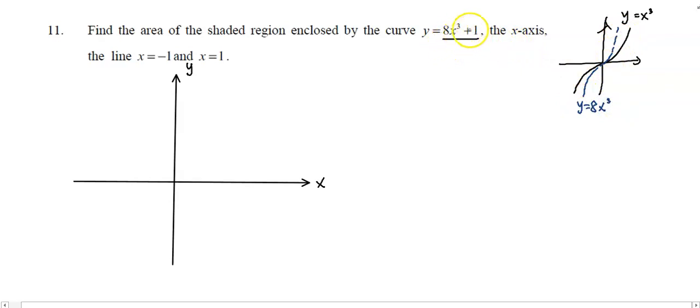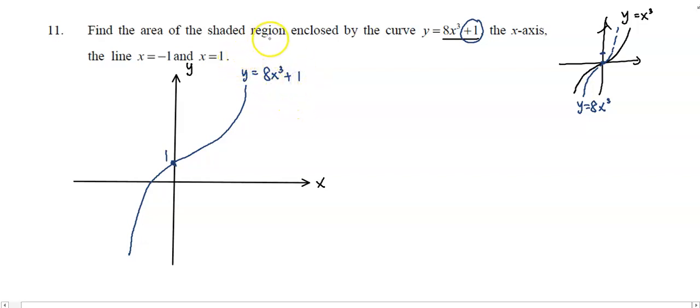Then if you have 8x cubed plus 1, meaning that now you will change the location. All the points on the graph will move up 1 unit because of the plus 1. You can refer to the origin. Originally it passes through the origin, so now this point is moved up 1 unit. The shape still will be the same, but the location has changed. The y-intercept will become (0, 1). And now you can label the graph as 8x cubed plus 1.